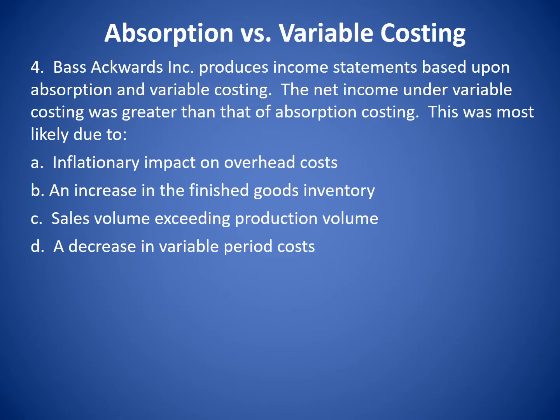Let's take a look at number 4. Bass-Ackwards Inc. produces income statements based upon absorption and variable costing. The net income under variable costing was greater than that of absorption costing. This was most likely due to, and you're given 4 choices. Go ahead and stop the video, determine your choice, and when you're ready for the answer, please restart your video.